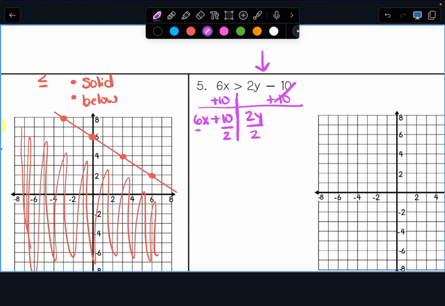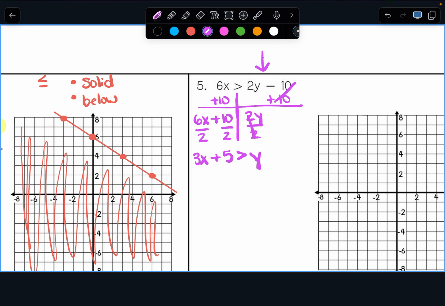We're dividing by a positive number, so do we flip the sign? No. Okay. 6 divided by 2 is 3. 10 divided by 2 is 5. So far, questions on how we have solved?